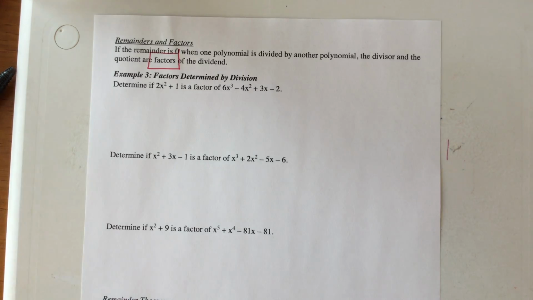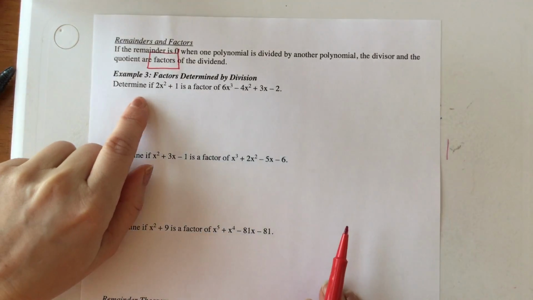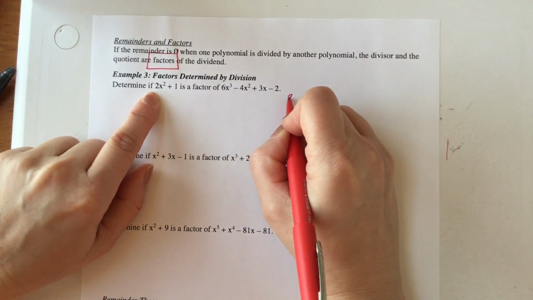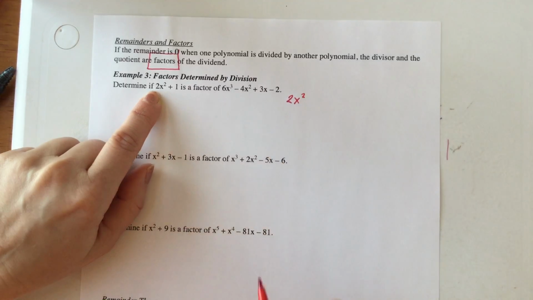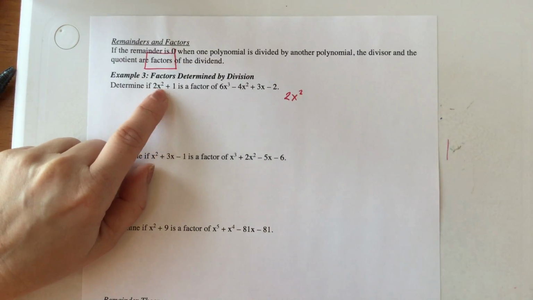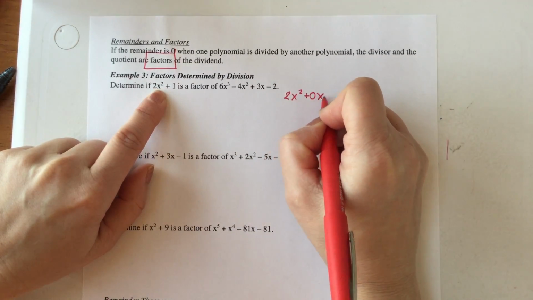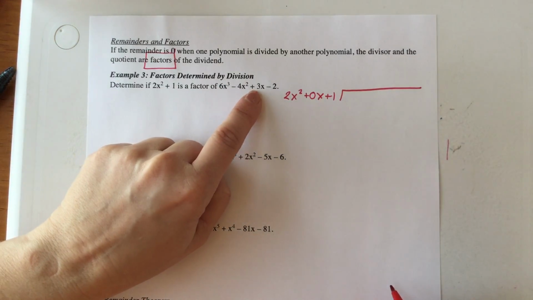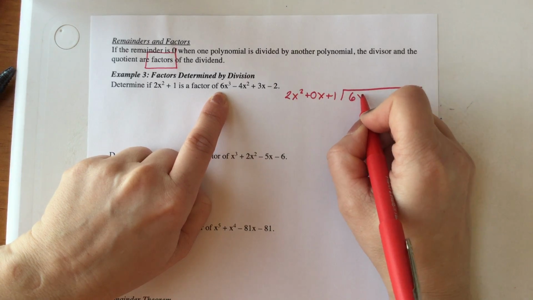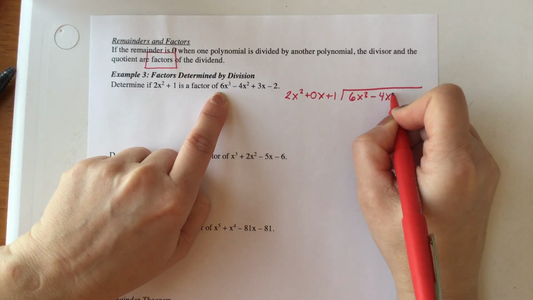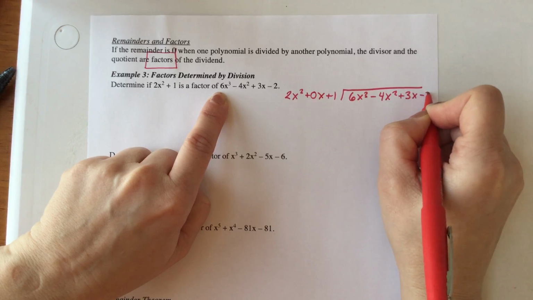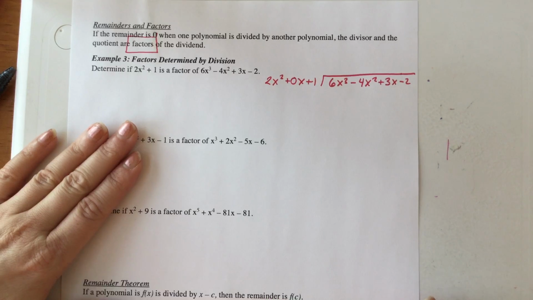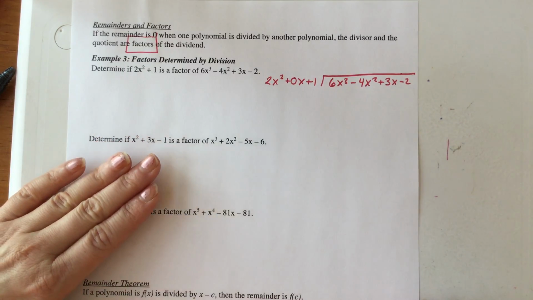What you're doing is just seeing if you get a remainder. So determine if this is a factor of this. I cannot do synthetic division. So 2x squared, I can't go 2x's, no x's, so plus 0x plus 1. Is that a factor of 3x's, 2x's, 1x's, no x's? So 6x cubed minus 4x squared plus 3x minus 2. Now all this is yes or no. Does it divide perfectly? Meaning, do you end up with a remainder of 0?